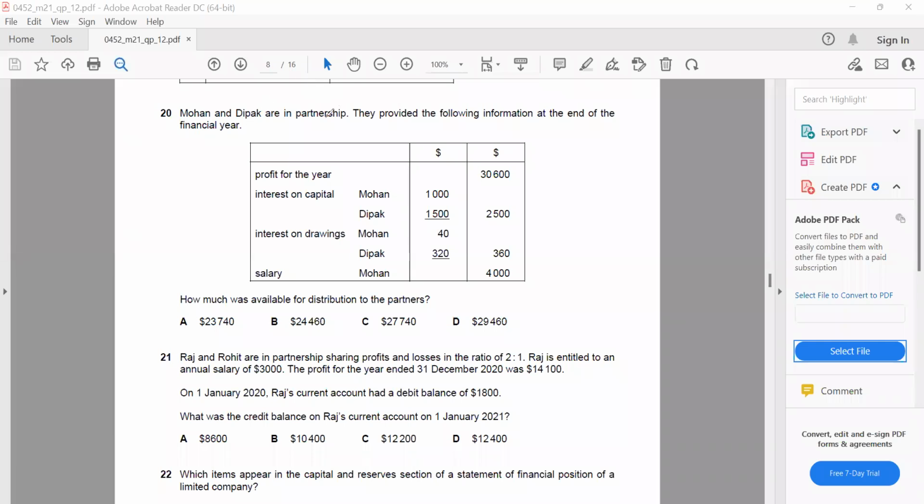Okay, Mohan and Deepa are in partnership. They provide the following information at the end of the financial year: profit for the year, interest on capital, interest on drawings, salary. How much was available for distribution to the partners? So profit, minus, plus: this is plus, this is minus, this is minus. Let's get the net first: 30,600 minus 2,005 plus 360 minus 4,000. So we get the net amount of 24,460. This is the amount available for distribution. So the answer should be B.